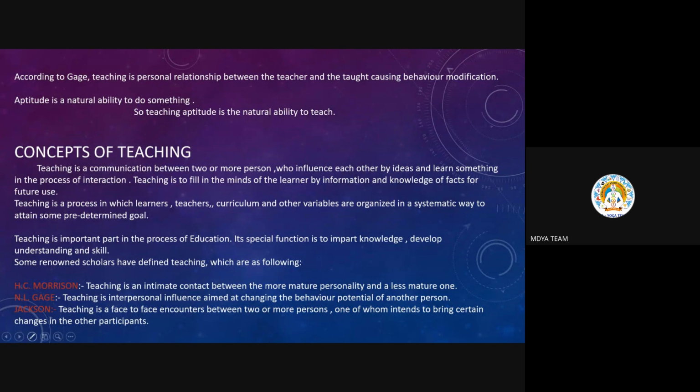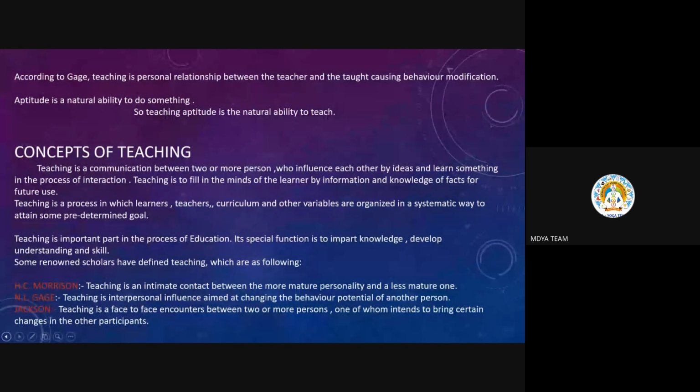Some definitions are there. They randomly ask the definitions, like which definition is given by whom, or who proposed this definition. They randomly ask this type of question. They just play with the keywords. In teaching aptitude, they just play with the keywords. They just test your understanding.